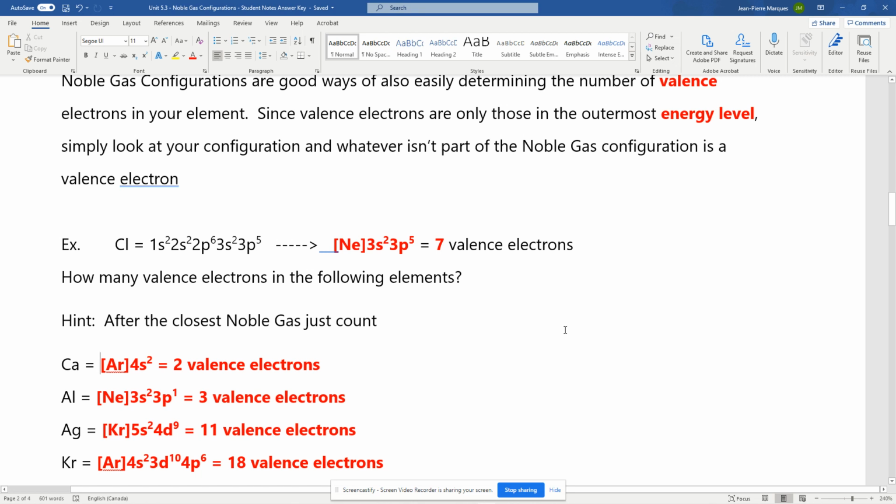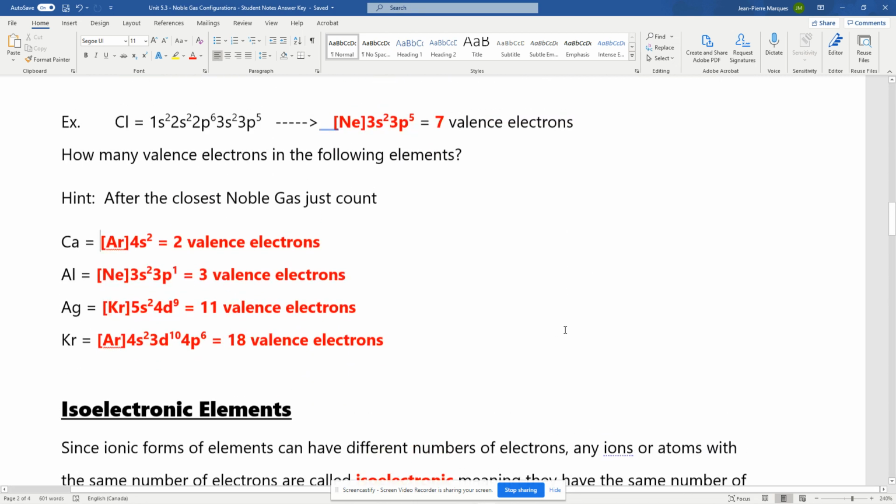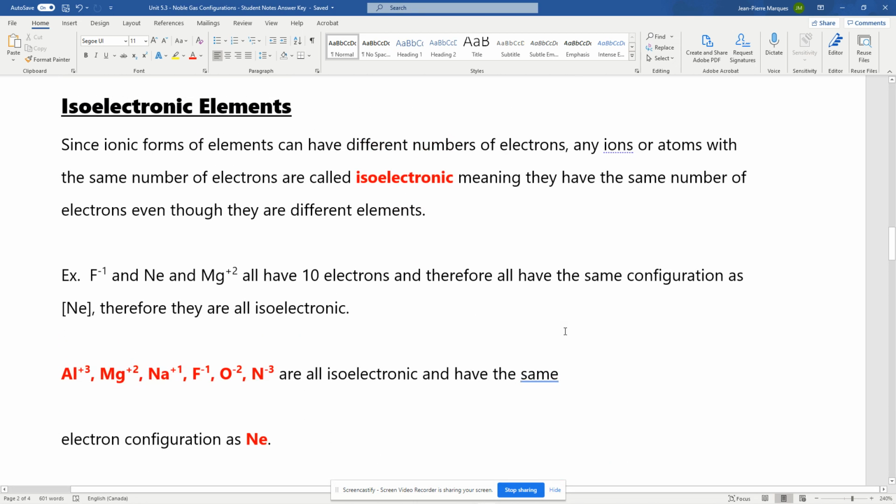And finally, the last little part, a small add-on, is isoelectronic elements. Since ionic forms of elements can have different numbers of electrons, any ions or atoms with the same number of electrons are referred to as being isoelectronic. Iso means basically the same, in essence, the same number of electrons.